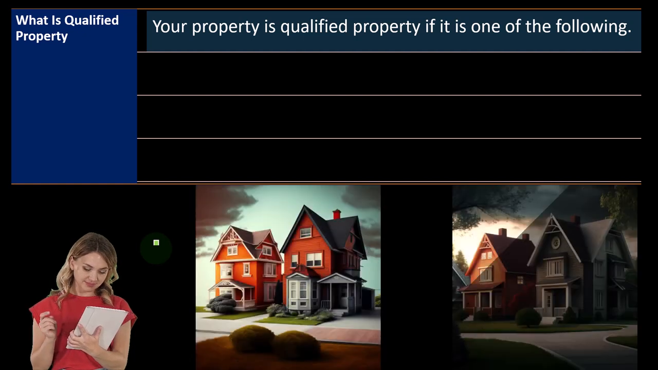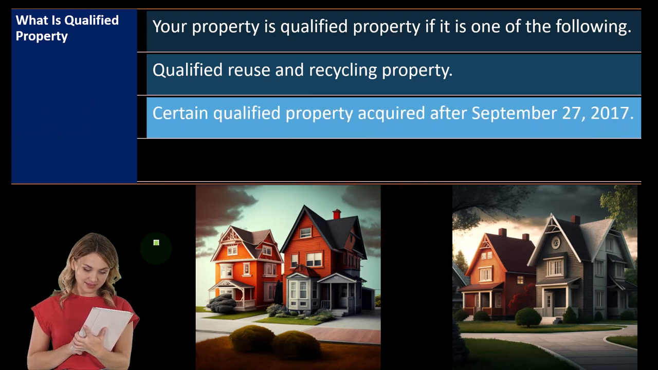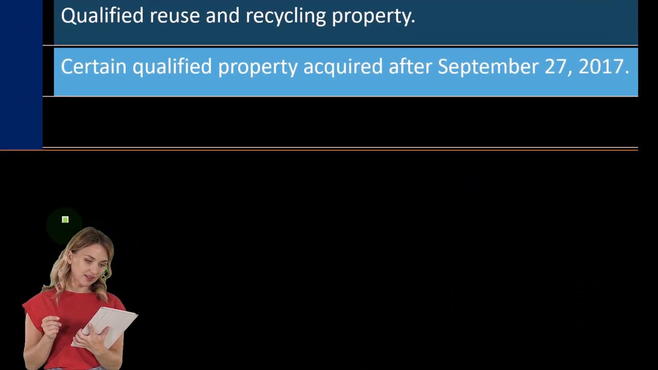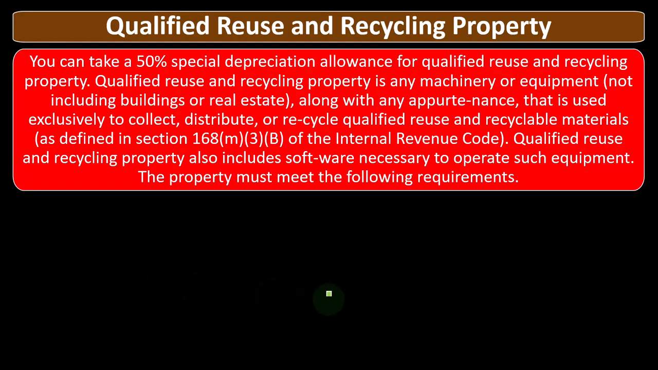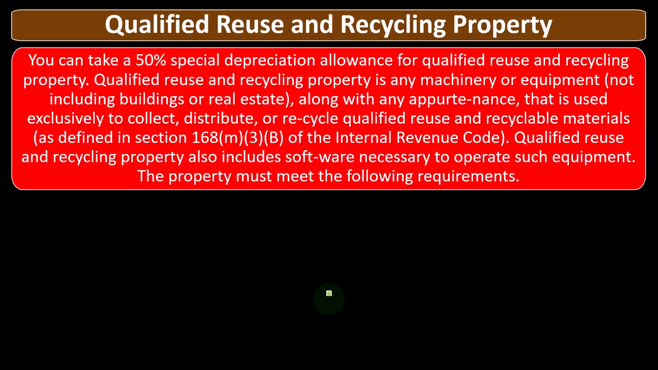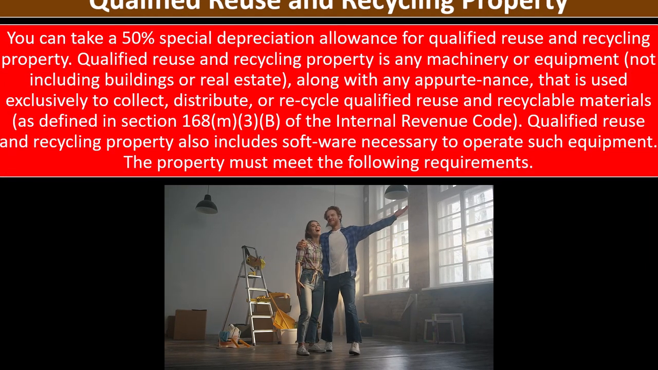Your property is qualified property if it is one of the following: qualified reuse and recycling property, certain qualified property acquired after September 27th, 2017, and certain plants bearing fruits and nuts. The following discussion provides information about the types of qualified property listed above for which you can take the special depreciation allowance. Qualified reuse and recycling property. You can take a 50% special depreciation allowance for qualified reuse and recycling property.